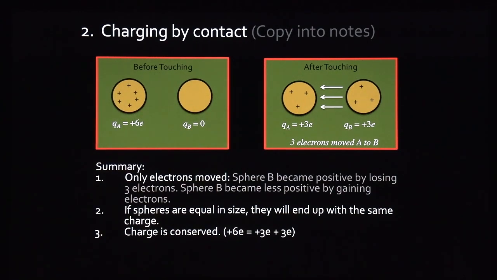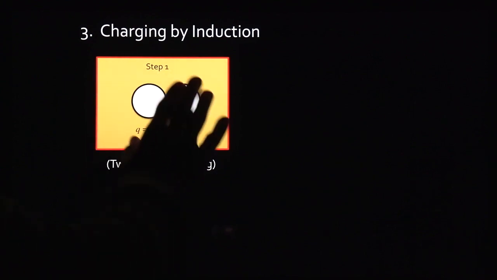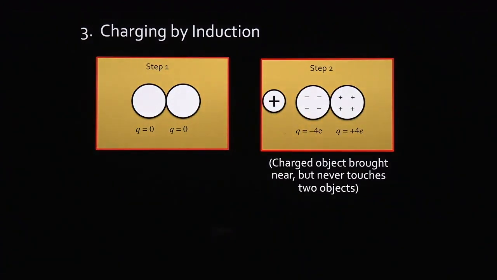There's a third charging method, charging by induction. This one's really cool but kind of complicated. So you have 2 metals that are touching. That's step 1. Both of them are neutral. They have an equal number of protons and electrons on each of them. The next thing you do is you bring a charged object over here, but you never touch these. So charging by induction, the charged thing never touches the 2 objects.